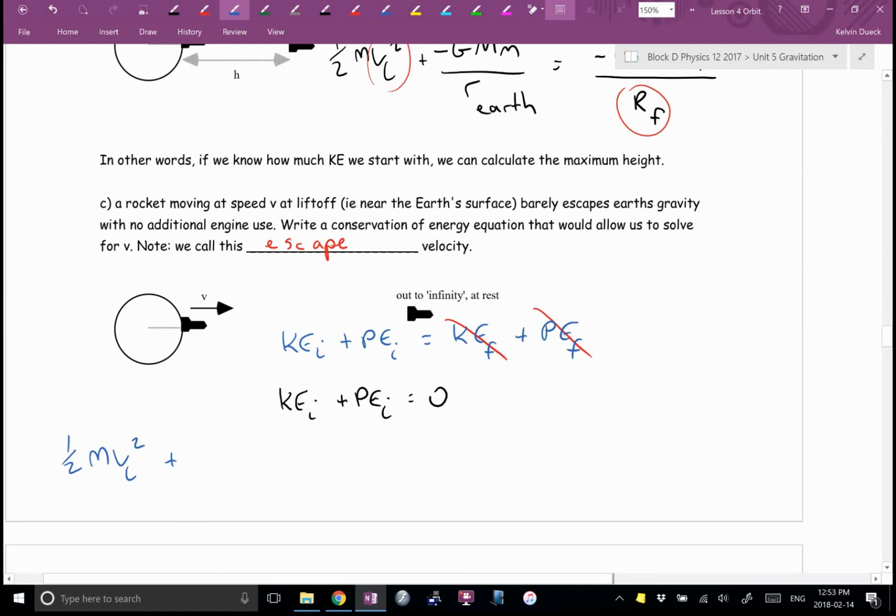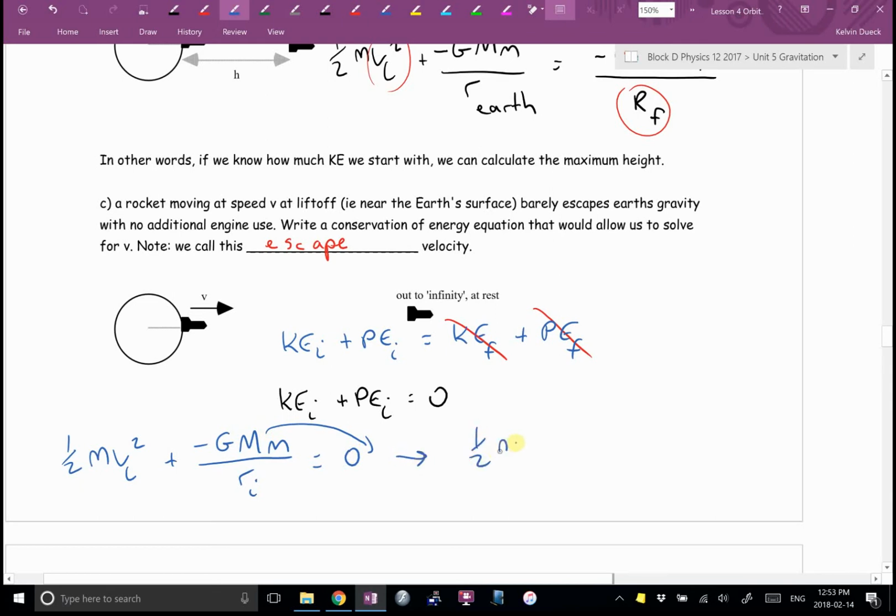Can I use mgh here, or are we going cosmic? Okay, so I have to use negative big G, big M, little m over R initial. And R initial would be the radius of the Earth. If it was a black hole question, it would be how far we are from the center of the black hole. Equals 0. I would plus the negative term over now. And this is what we got for escape velocity.